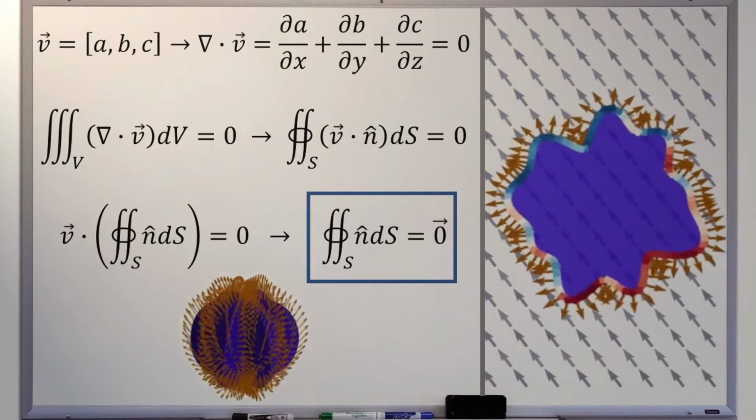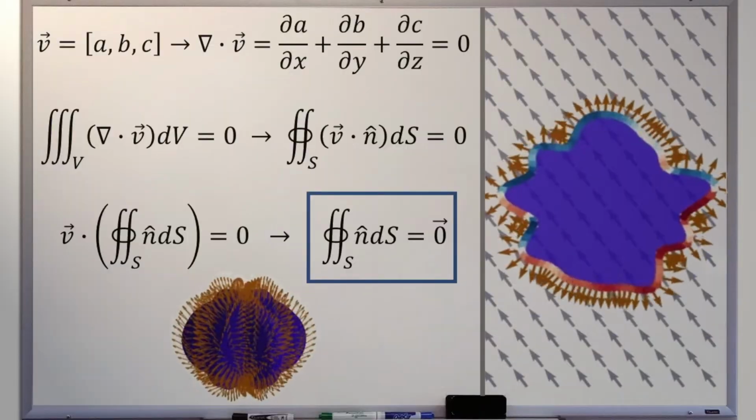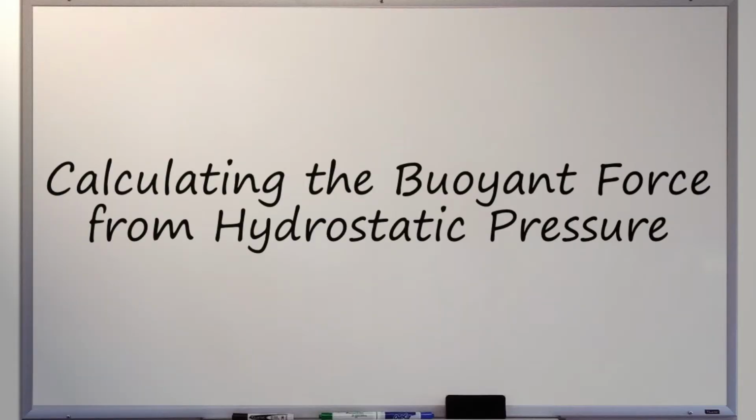Alright, so now we've seen the math that we need, and we're ready to go back to physical reality and calculate the buoyant force on an arbitrary object. This will be really cool, because it'll apply to any shape at any orientation. It'll be a very general, universal result about the buoyant force acting on an object.